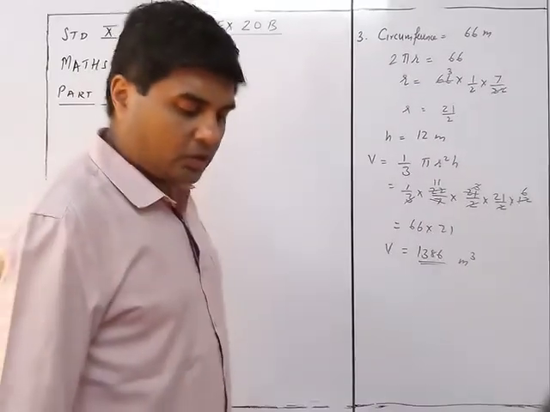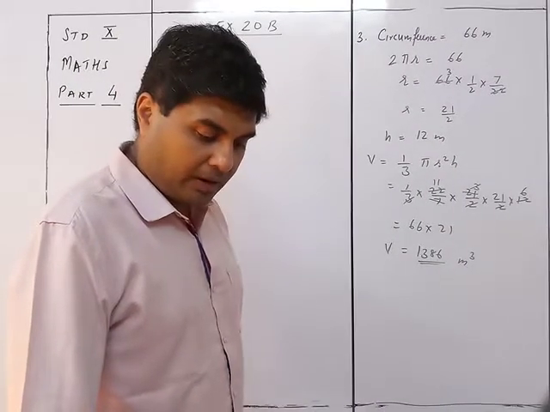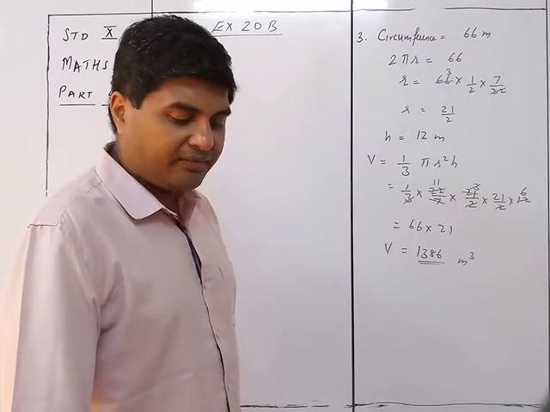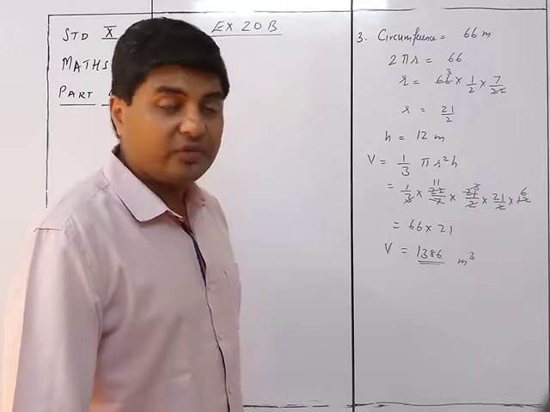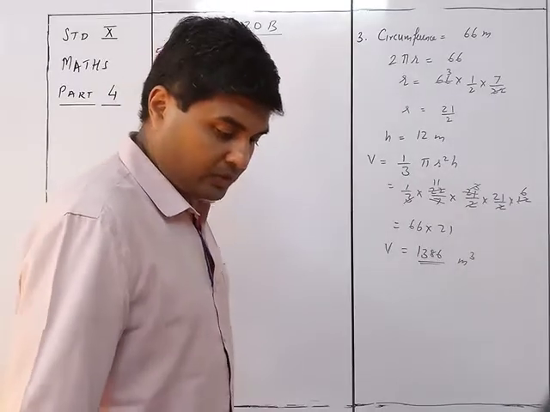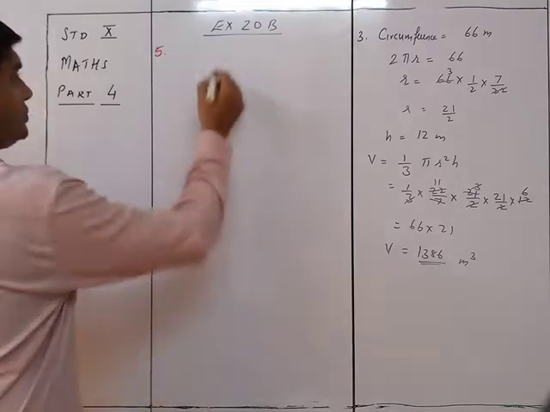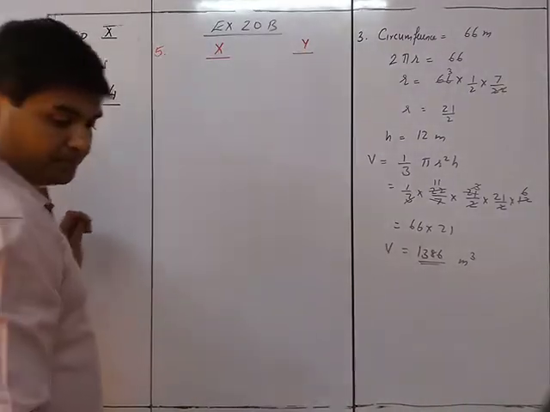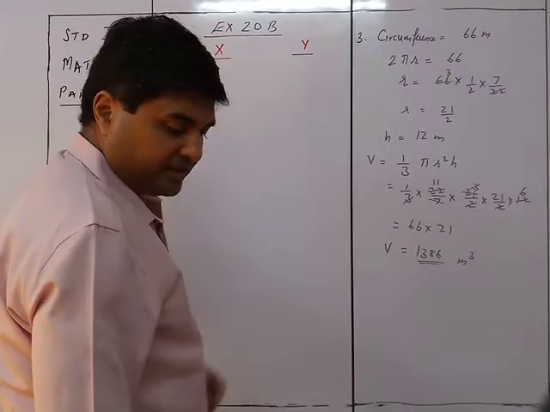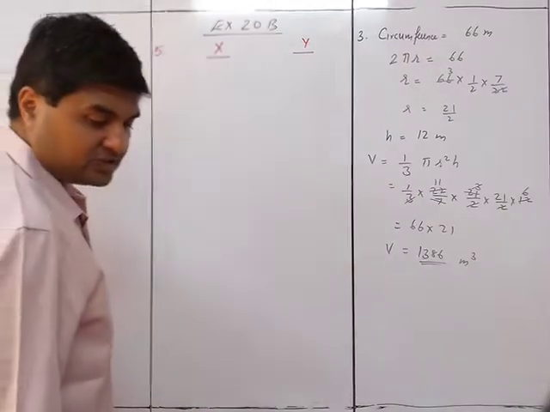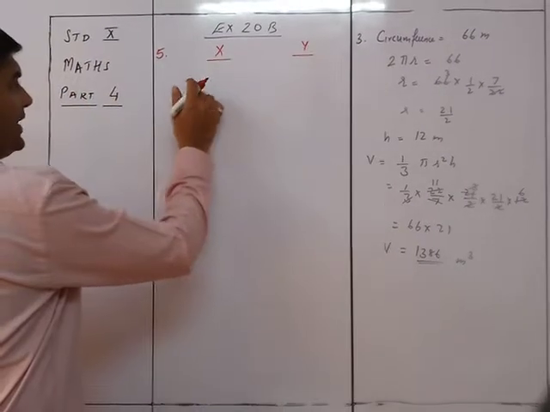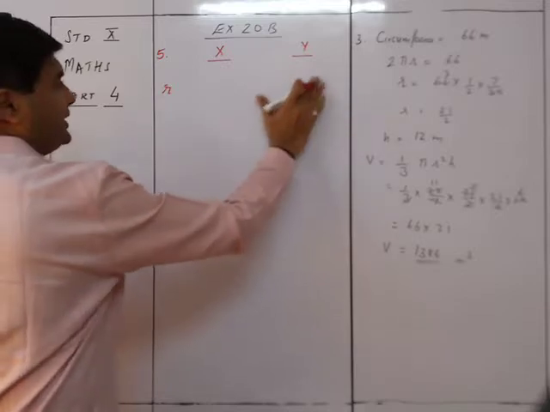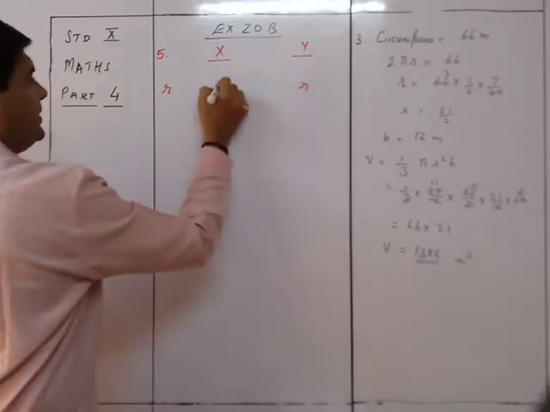Two right circular cones x and y are made, x having 3 times the radius of y and y having half the volume of x. Calculate the ratio of the heights of x and y. So here one is cone x, the other is cone y. The first thing given is that x has 3 times the radius of y. So if this radius is r, this is going to be 3r.